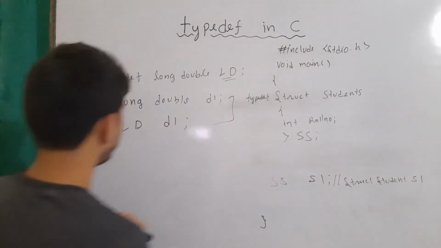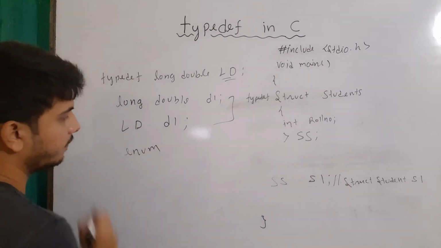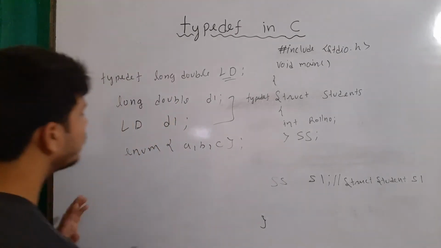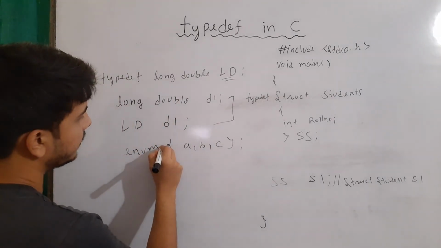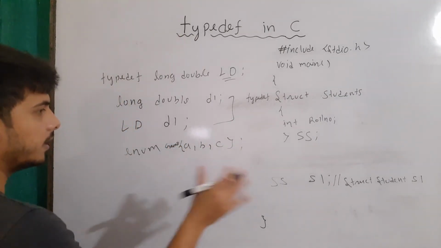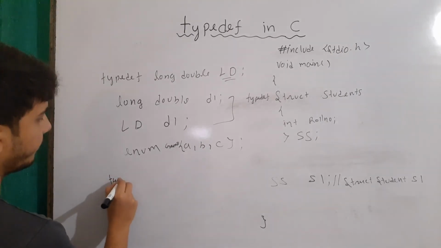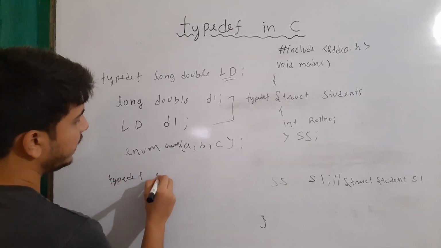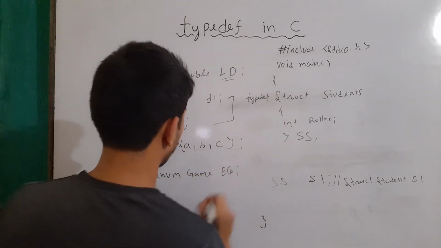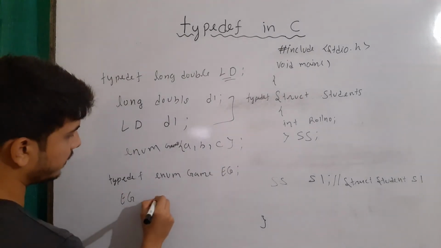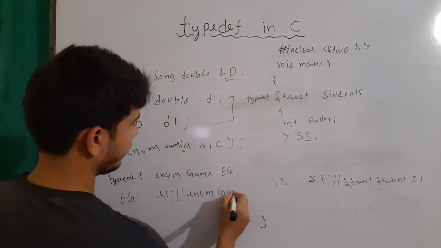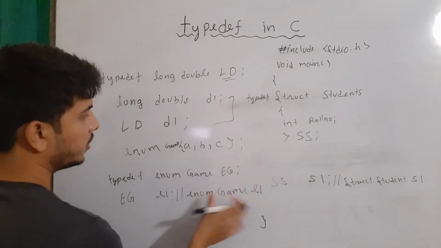In the case of enum, the same thing again can be achieved. For example, let's say there is an enum with a, b, c given, and the name of the enum is, let's say, game. If I want to use typedef, it will be similar to our structure method. I'll write typedef, then enum game, and let's say eg. Then I can write eg e1, which is equal to writing enum game e1. So this will be our first method.